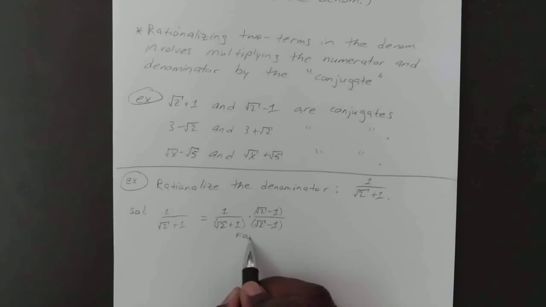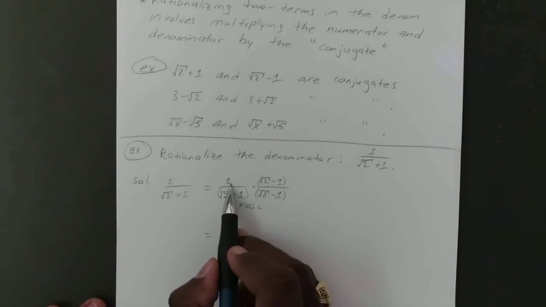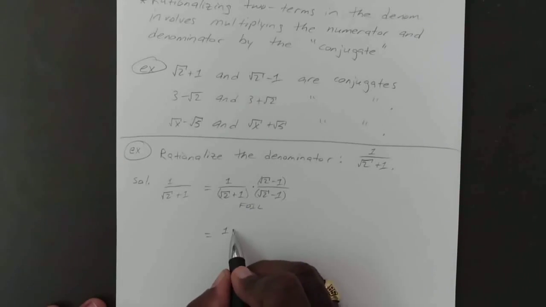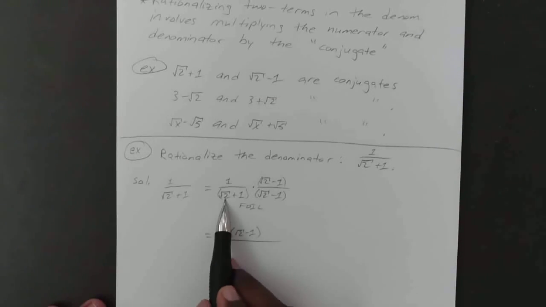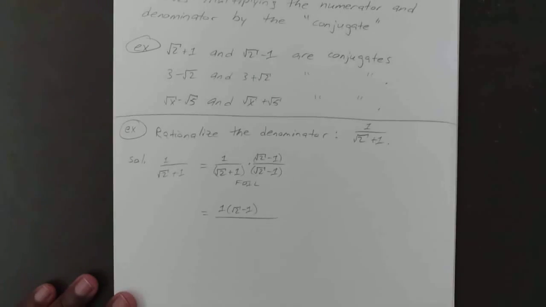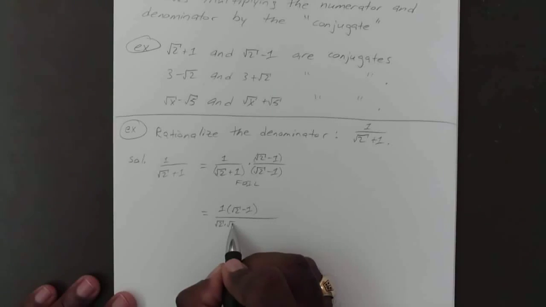And then you just go ahead and FOIL that out. Okay, so you end up with 1 times, we'll leave that there for now, square root of 2 minus 1 over your first times your first. Square root of 2 times square root of 2 is just 2, but I'll go ahead and write it out. Square root of 2 times square root of 2.